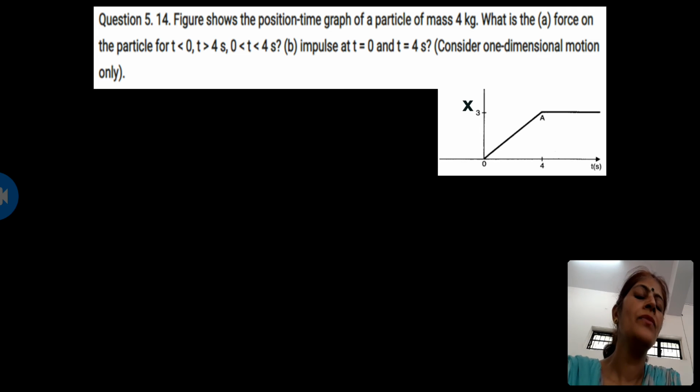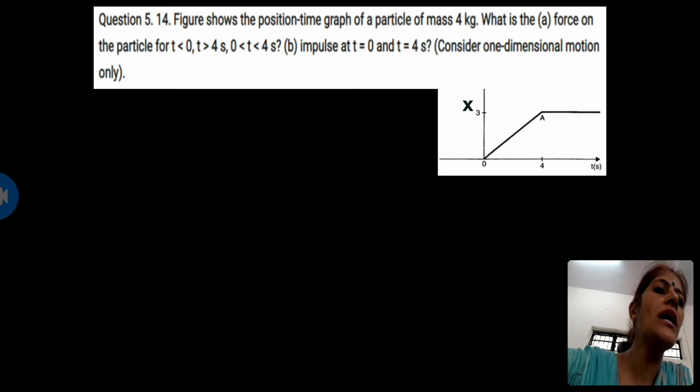Now come to the next numerical. It is question 5.14. Figure shows the position time graph of a particle of mass 4 kg. What is the A part? Force on the particle for t less than 0, for t greater than 4 seconds, for t lying between 0 and 4 seconds, and in B part we are to calculate impulse at time t equals 0 and at time t equals 4 seconds. Consider one dimensional motion only.